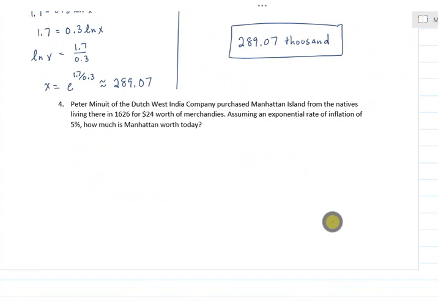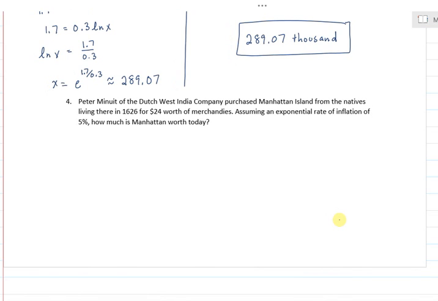Okay, my next question is about exponential growth. Whenever you see inflation, you can assume we're talking about exponential growth. And it says Manhattan was worth $24 in 1626, and that's a typo. It should say merchandise.